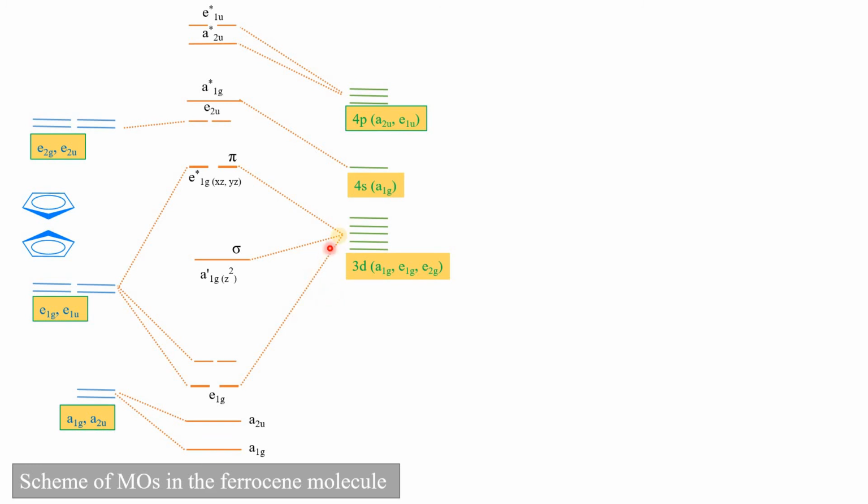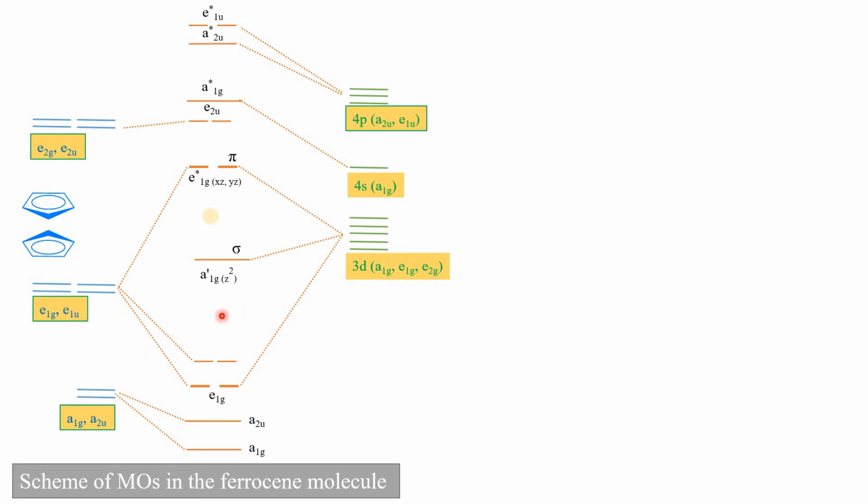Then I left the A1G earlier because this A1G, which is mainly dz square, is nearly non-bonding, and it forms a sigma bond. It forms the pi bond. So I put a dash to distinguish it from this A1G. So this is A1G dash. So the d orbital, the dz square orbital, the A1G orbital, which is mainly dz square, remains non-bonding.